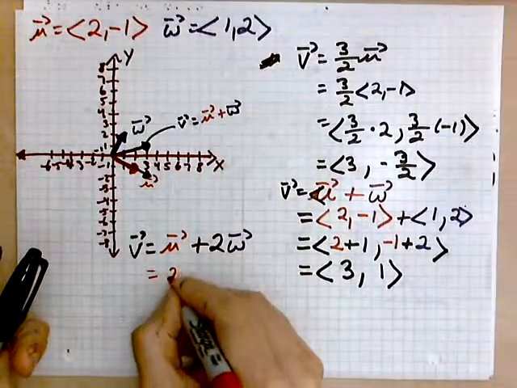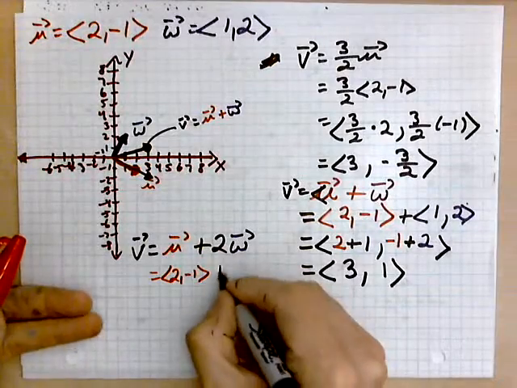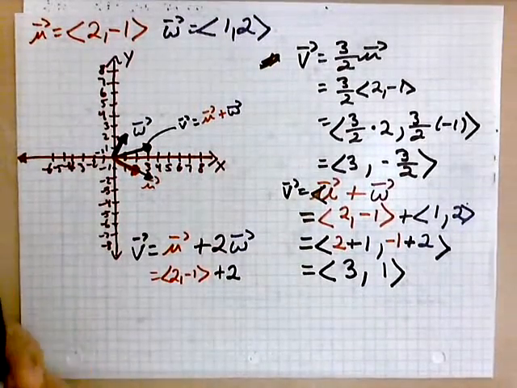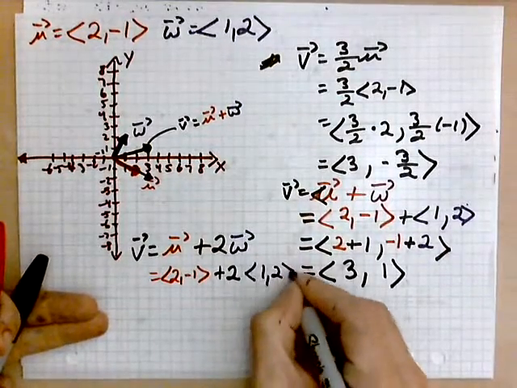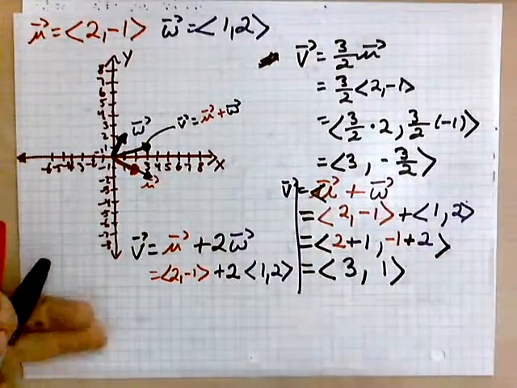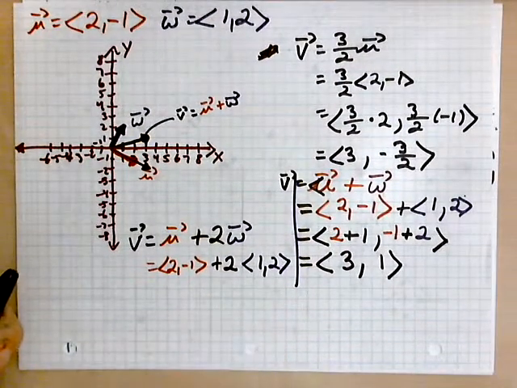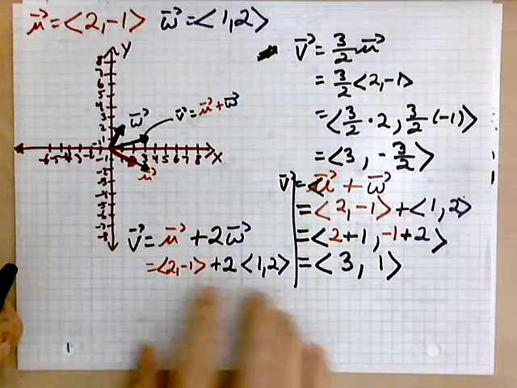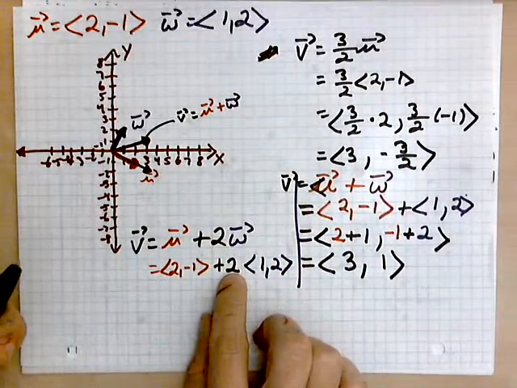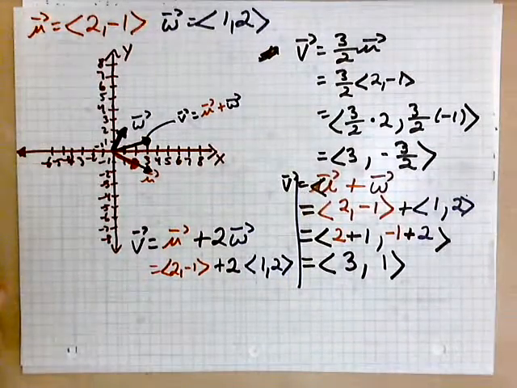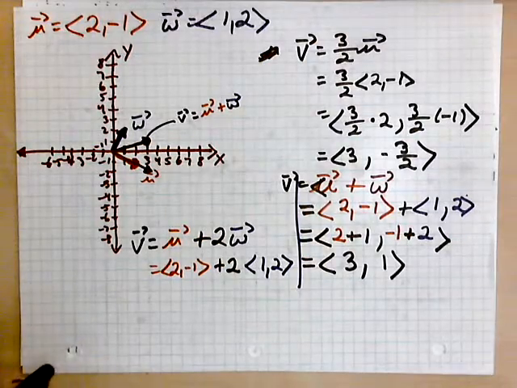U is given by 2, -1, and to it you will add twice W. W has components 1 and 2. So you have 2, -1, and then 1 and 2 with a 2 on the outside, multiplying vector W. So first let's carry out a scalar multiplication. That's the first step. Let's do that right now.